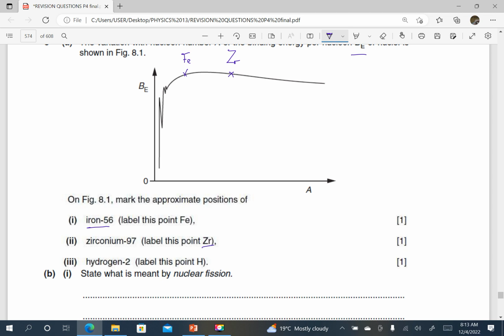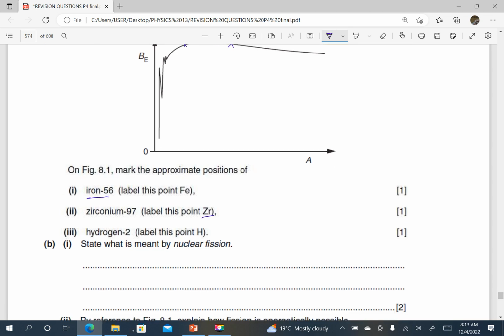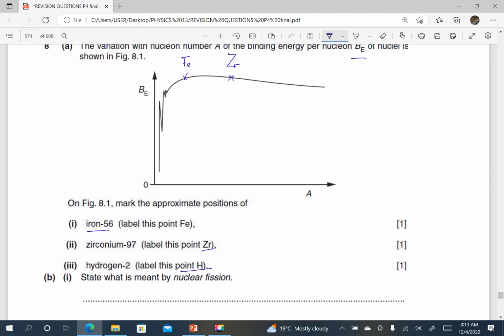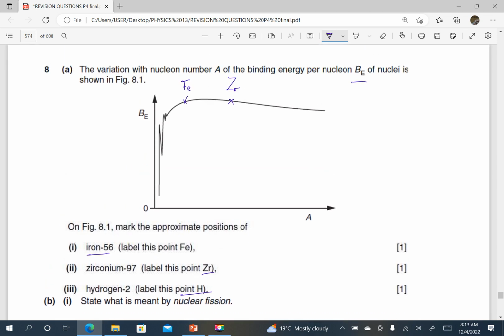Then H-2, of course, H-2 is the first nucleus on this, because it has two nucleons. So H-2 is going to be at the extreme bottom here. It is the first particle here. So that is H. We can't have H-1 because H-1 is a single proton, so there's nothing like splitting it. Binding energy does not apply to H-1, a single proton.